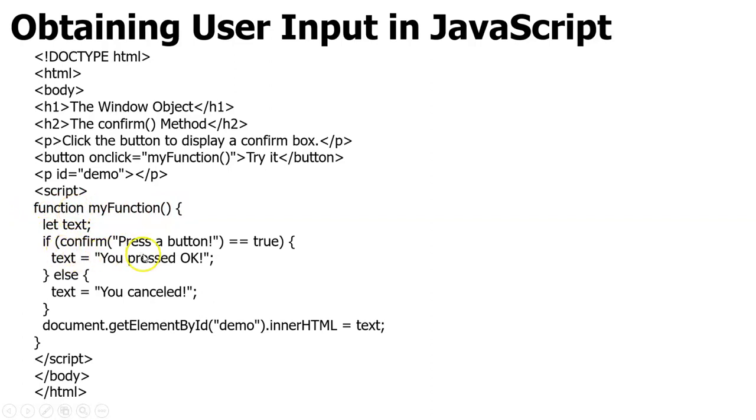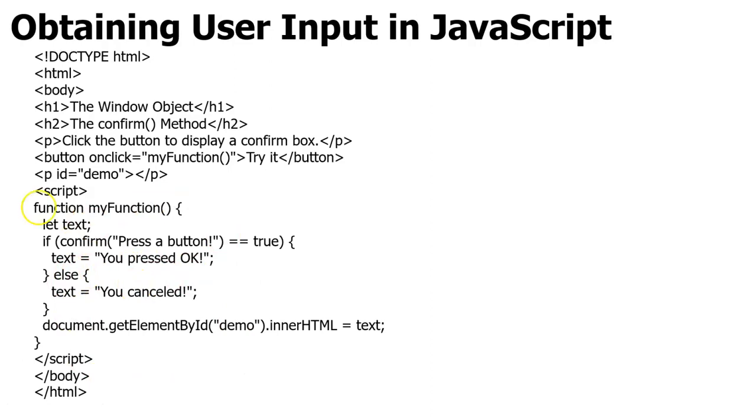So if confirm, "Press a button". If I press a button and you pressed OK, this message will get printed. Else, "You cancelled". This is how you will be printing the message. If you press the OK button, you will get "You pressed OK". If not, "You cancelled". Likewise, you will get the message alone. No input you are going to get, either you press or not.